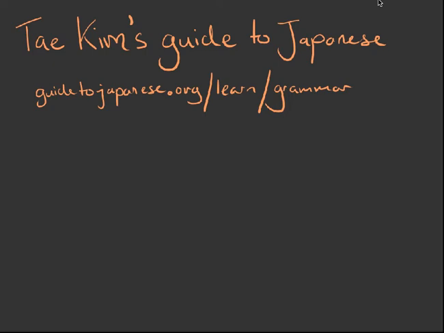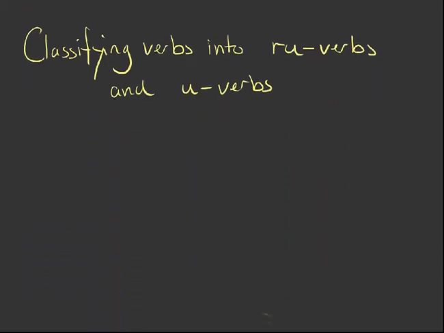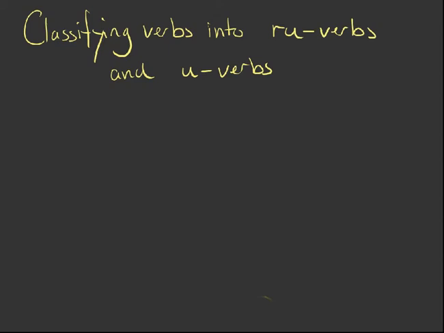Welcome back. This is another reading from Tae Kim's Guide to Japanese, which you can find at guidetojapanese.org. Today we'll be looking at classifying verbs into ru verbs and u verbs.